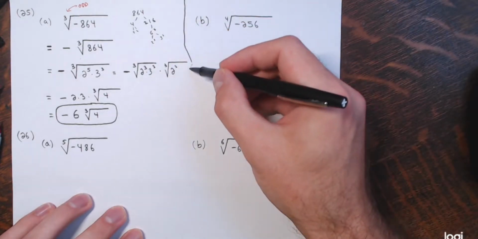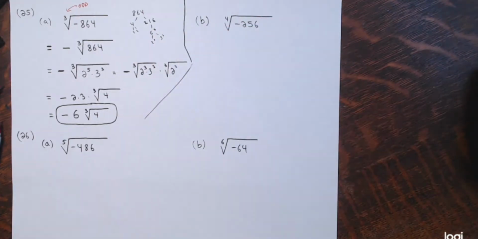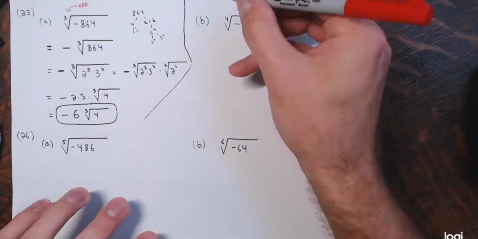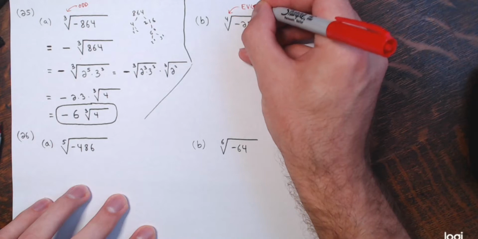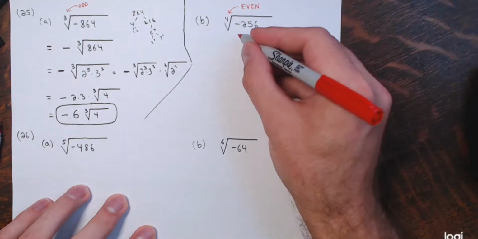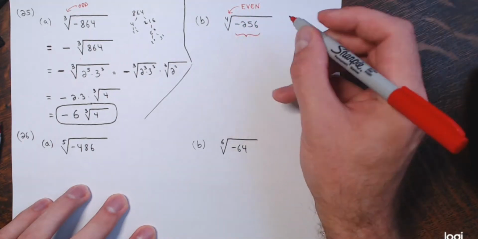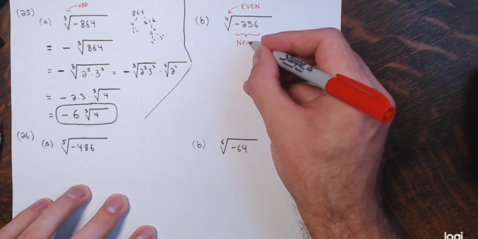Now, the next example, real easy. This is an even root. But, we have a negative radicand.